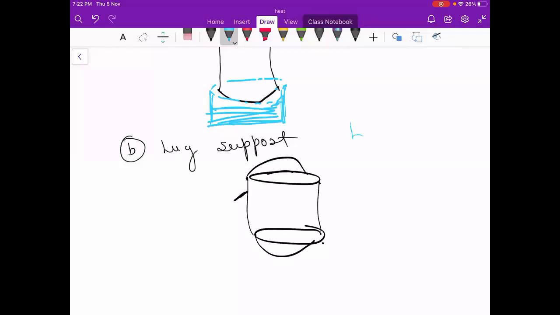Yeah, the spelling is L-U-G, lug. Leg is different. Okay, this is lug. So it will be supported here, something will be there on the wall, and it is wall mounted like that. So it will be lug support.